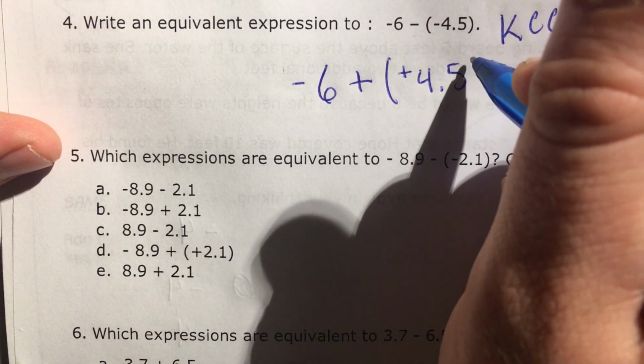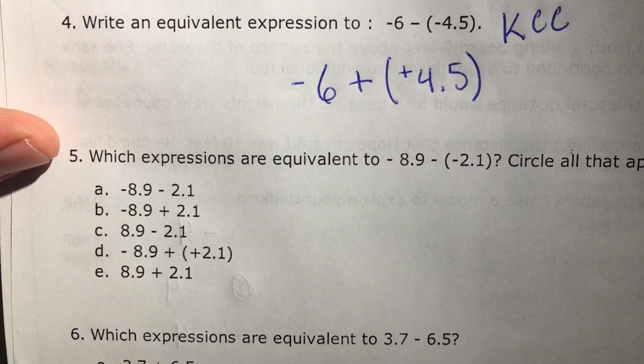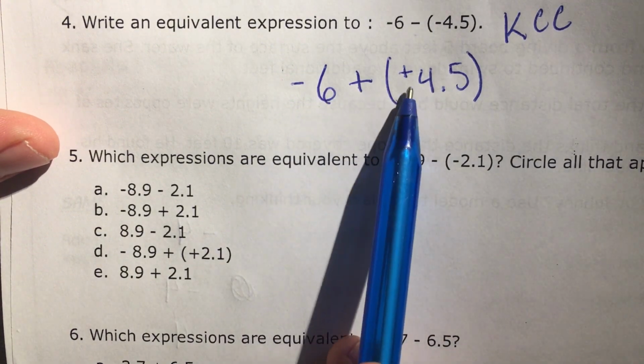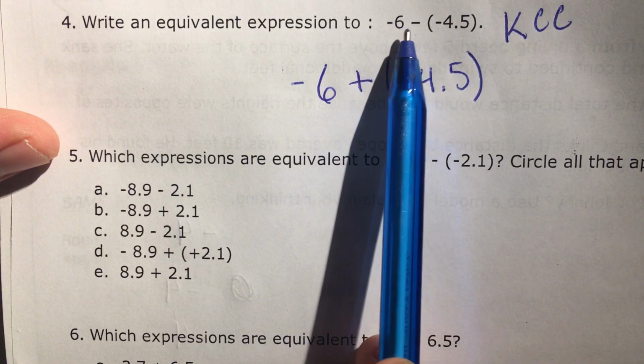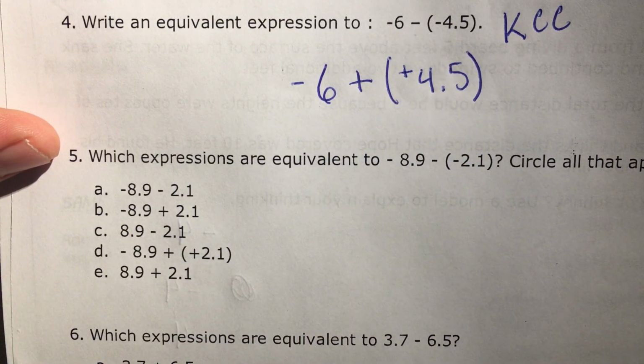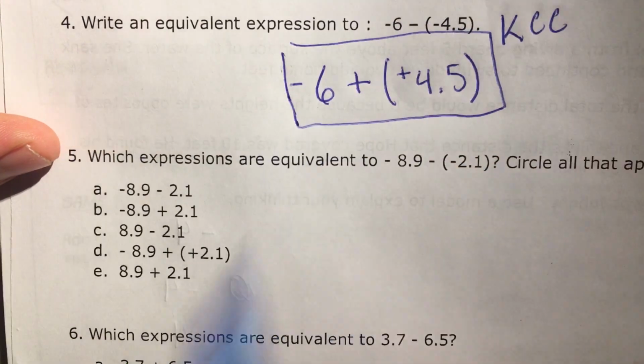Excuse me, I said negative 4. I meant negative 4.5. I have to change that into a positive 4.5. So negative 6 plus a positive 4.5 is an equivalent expression to negative 6 minus a negative 4.5. So this would be my answer.